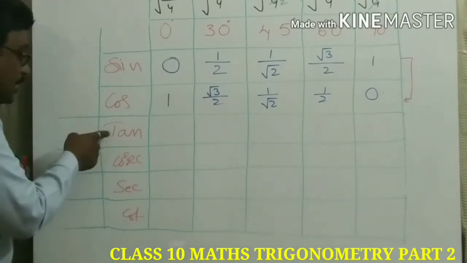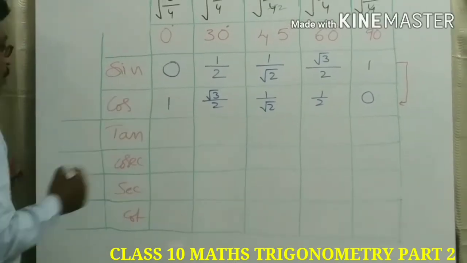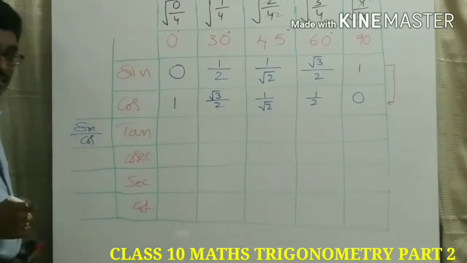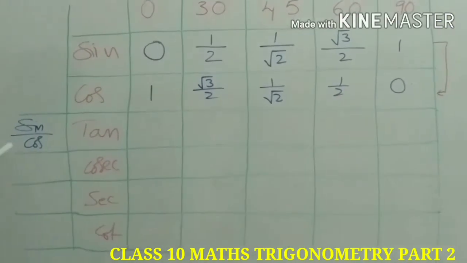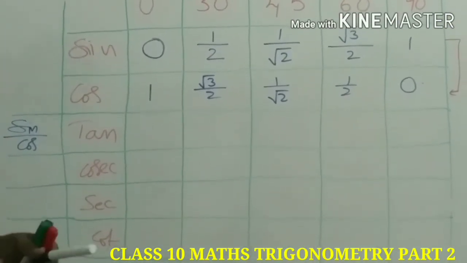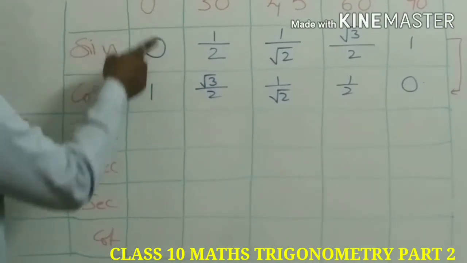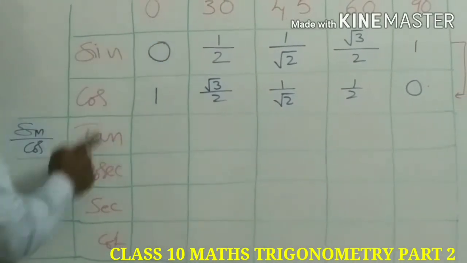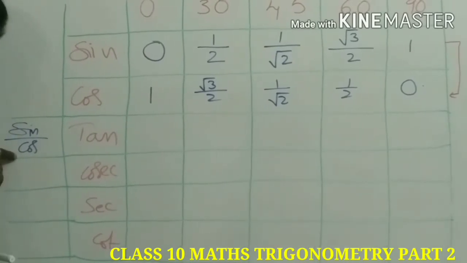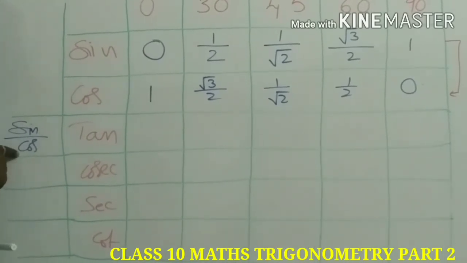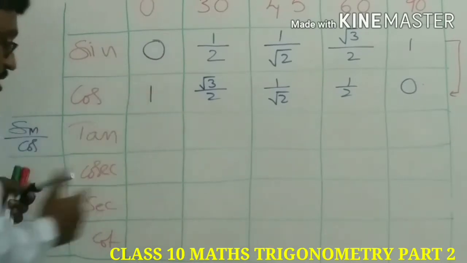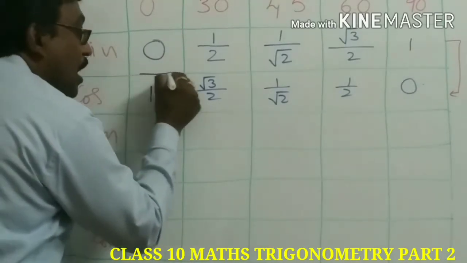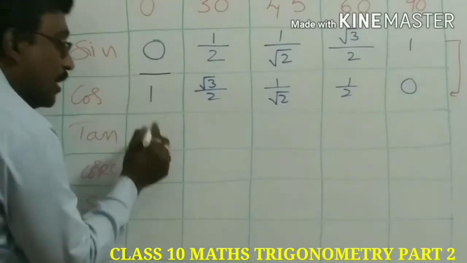Now the third one, tan. I told you before, tan is nothing but sine by cos. So sine 0 is 0, cos 0 is 1, so tan 0 means sine by cos, that is 0 by 1. So here what should you do? Division. 0 by 1 is 0.